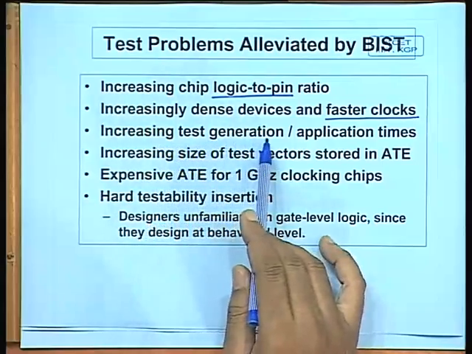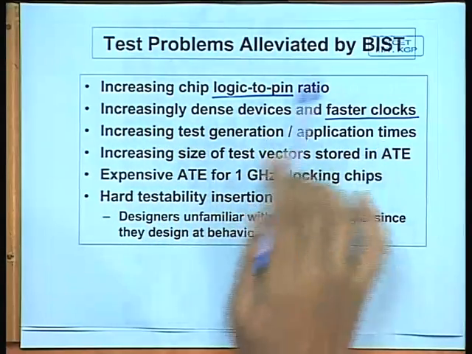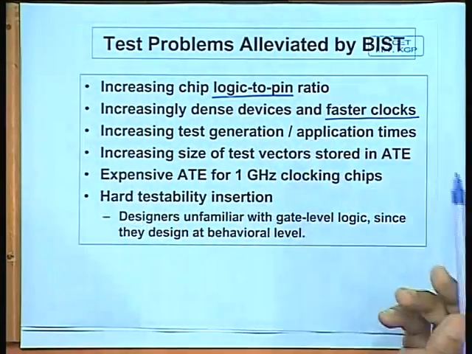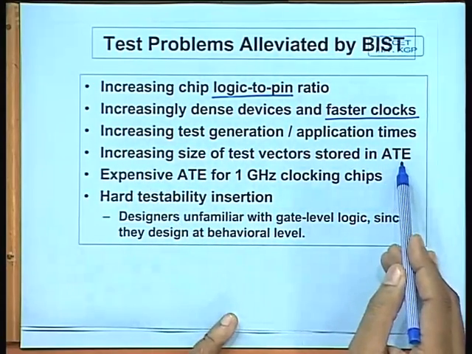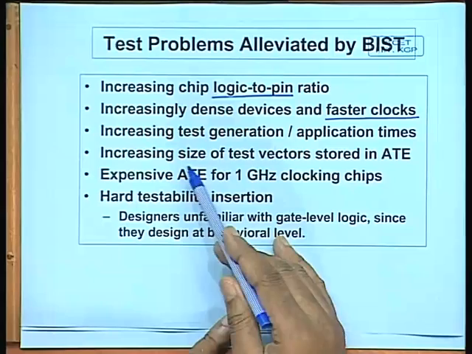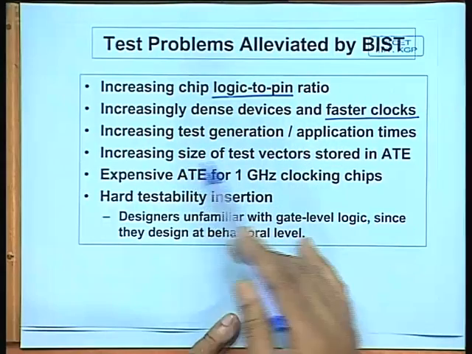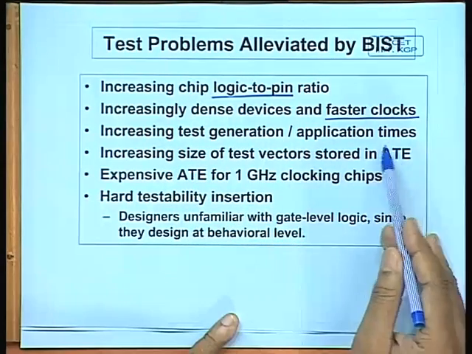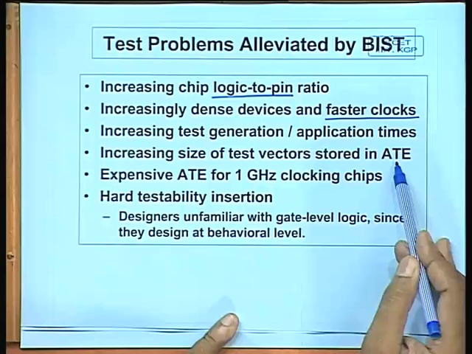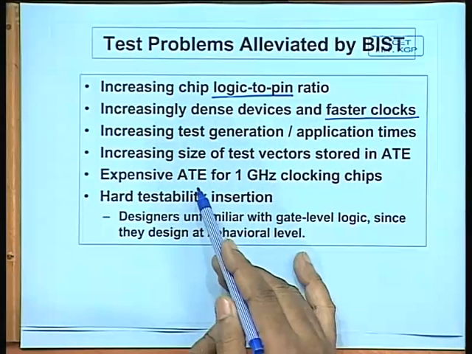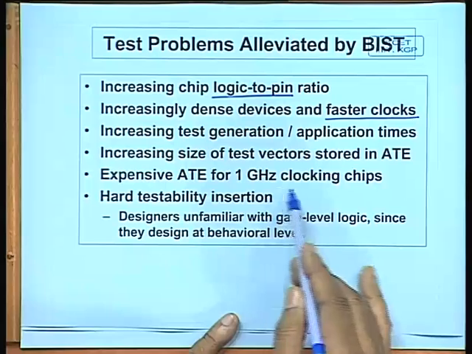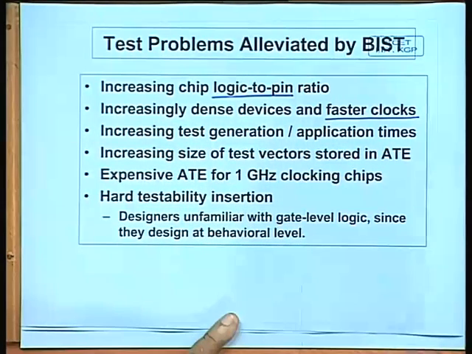The increasing test generation and test application times can also be alleviated by BIST because it is done automatically inside. And since we are using automated test equipment and the size of the test vectors required is increasing day by day, the memory requirement of ATEs is also increasing. So, these problems are also addressed, and ATEs which work at 1 gigahertz clocks or higher are very expensive. This is one issue.